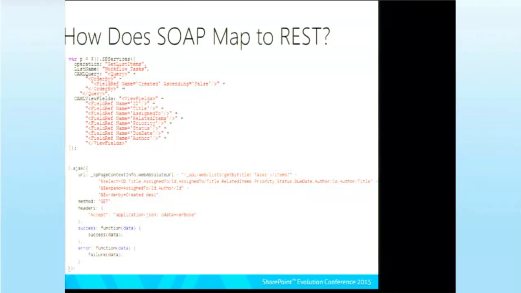So $expand equals assigned to /ID, comma, author /ID, which basically means go and look those two up by ID and bring me back the data that I'm asking for, okay? So we get sort of an implicit join. It's like a join that we can't do in SOAP. And then I can also say $orderby equals created descending, just like I do up here in the order by, okay? So these are just different ways of saying the same thing.